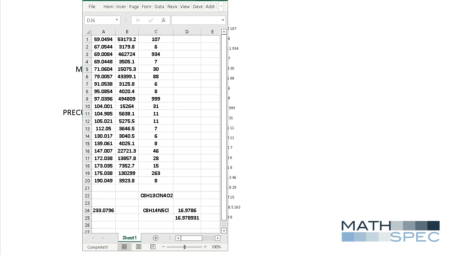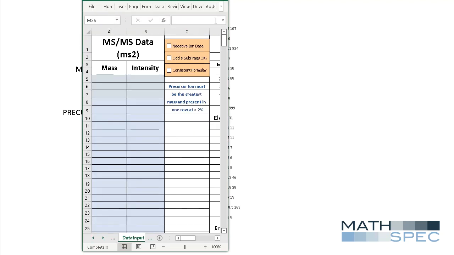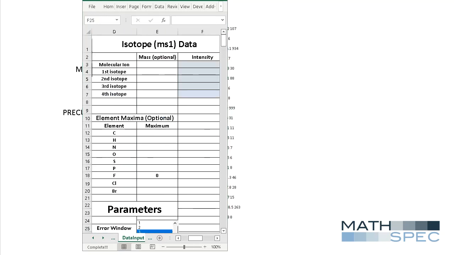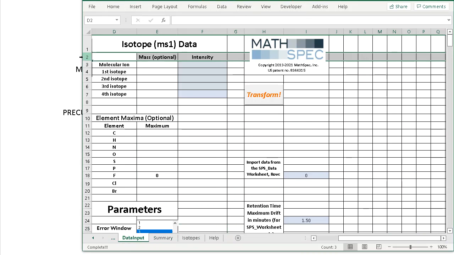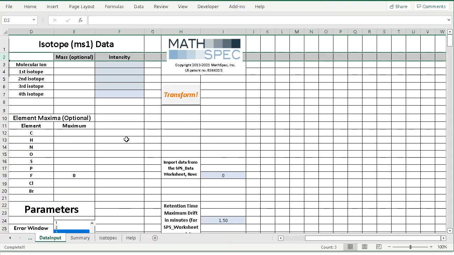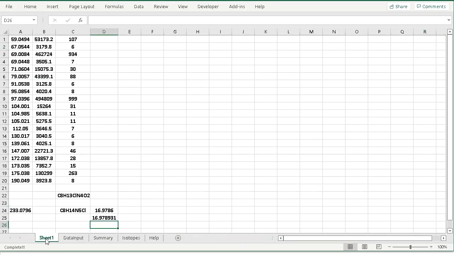So now the next step is to open up the worksheets that we need. So I'm going to click on add-ins. Let me expand that out to the video area. So the data input worksheet has some blue areas where we need to import some data. I'm going to go back to sheet 1.